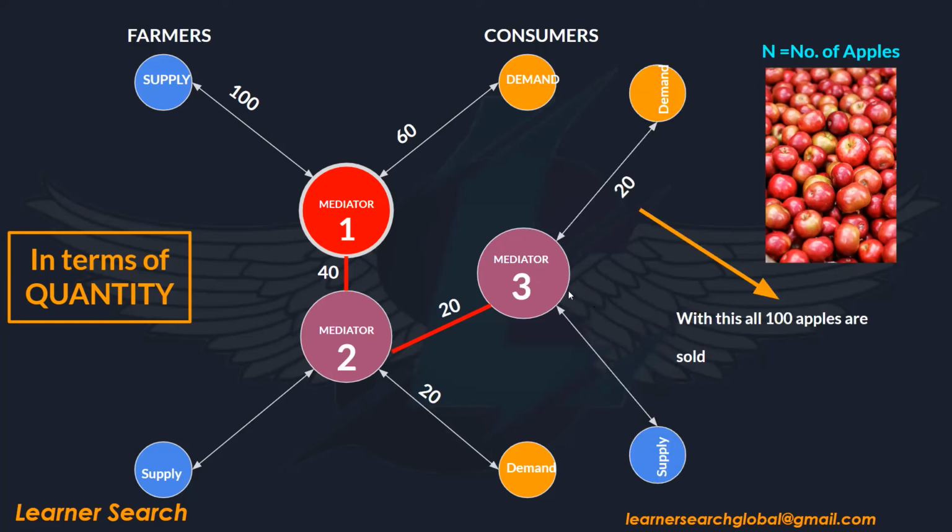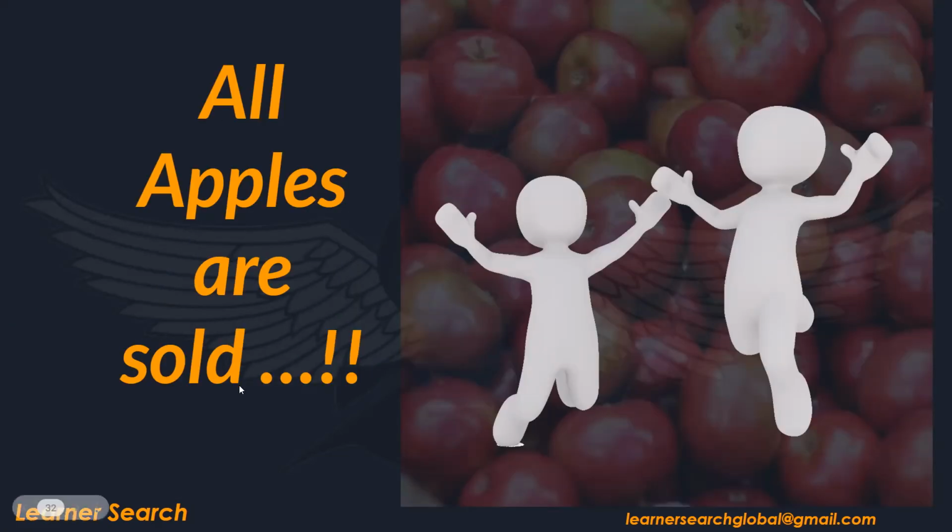So what happened with this? He is able to sell the remaining 20 apples. With this, all 100 apples were sold. That means there is no wastage of apples. For the product, all apples are sold, and finally there is no wastage in the ecosystem. Whatever products we got from the supplier initially, all the products got sold. So that means here the business happened. All apples were sold.